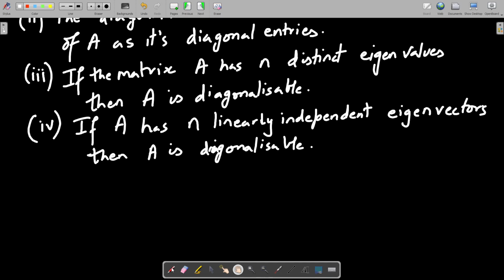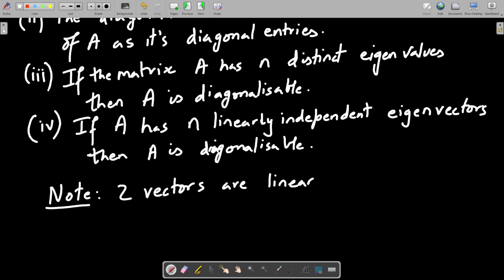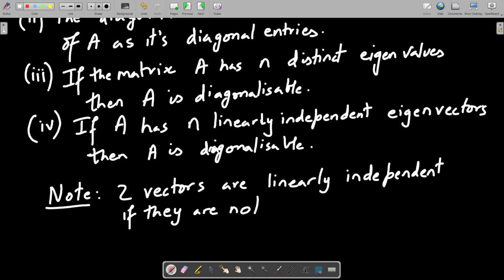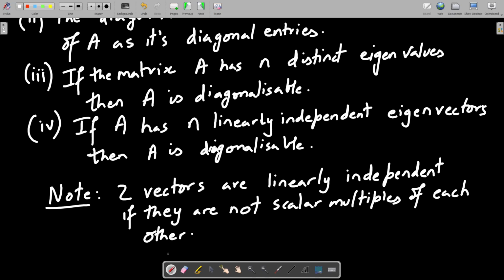Let me just explain what I mean by linearly independent. Okay, so note two vectors in general are linearly independent if they are not scalar multiples of each other. Okay, they are not scalar multiples of each other.